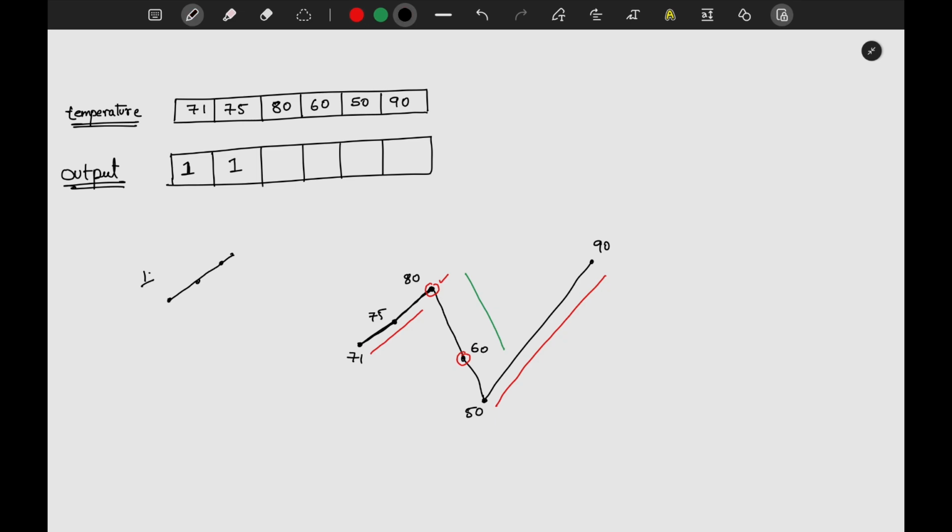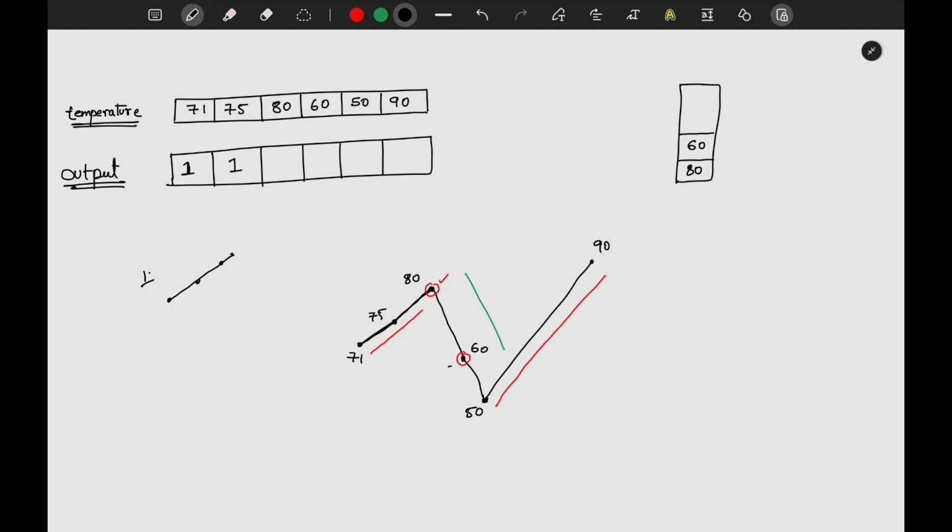So what we have to do in that case is we will store these values in a stack. Okay. So for 71, 75, everything is fine. For 80, we will check the next element, whether it is greater or smaller. Since it is smaller, we will have to store 80. Similarly, for 60, we will check whether the next value is smaller or greater. It is smaller, so we will store 60. Right. Now for 50, we will check if the next element is greater or smaller. So if you notice, the next element is greater.